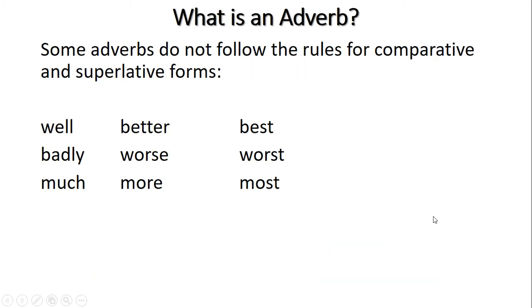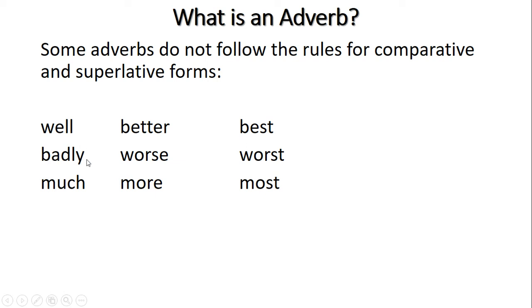But just like last week, there are some adverbs that do not follow the rules, like we talked about before. If I have the word well, if I was comparing two things, I would not say this is weller than the other. I would say this is better than the other. If I was doing the superlative, I wouldn't say that is the wellest thing I've ever seen. I'd say that is the best thing.